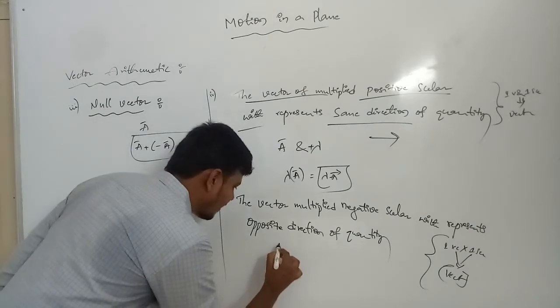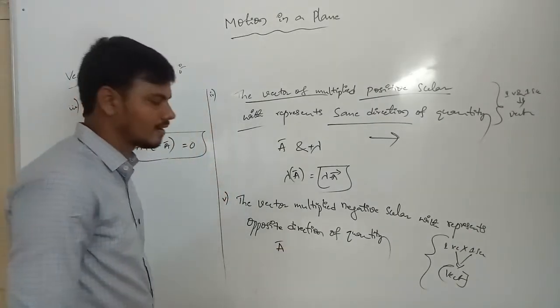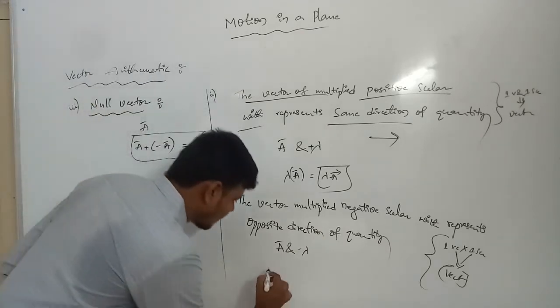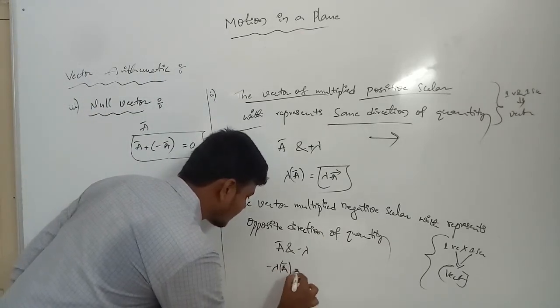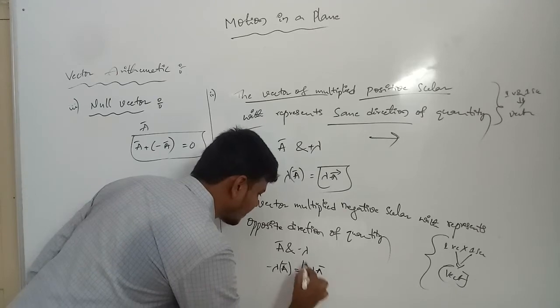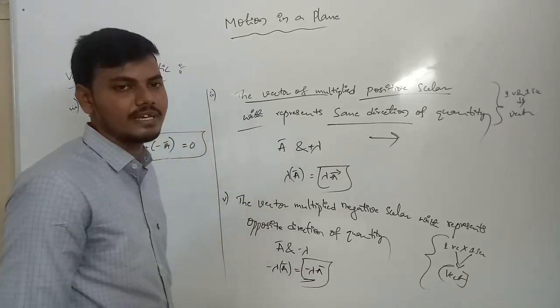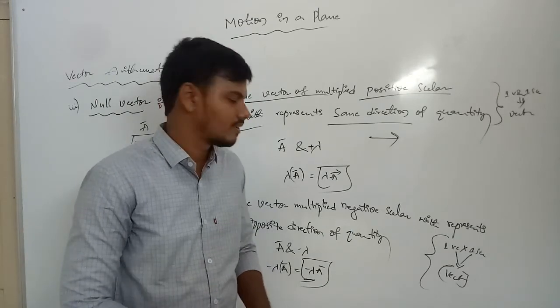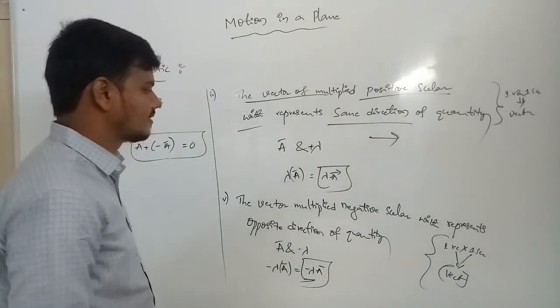Now A bar is the first vector. Again, we are introducing the negative sign of lambda. The negative lambda of A bar is equal to minus lambda A bar. This one is always opposite. The negative sign is applied opposite to the direction of the property. Now there are mainly five of these properties.